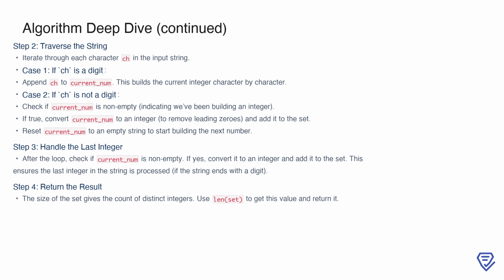When the loop finishes, there's one last detail to handle. If current_number still contains digits, we convert and add it to the set as the final integer.